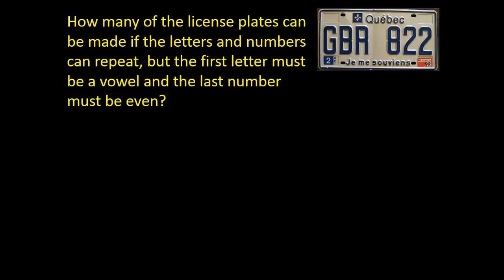How many of the license plates can be made if the letters and the numbers can repeat, but the first letter must be a vowel and the last number must be even? So the first letter has to be a vowel. There are 5 vowels, A, E, I, O, and U. Any of those could be in the first position. The second position has to be a letter, and they can repeat, so we can choose any of the 26 letters for the second position. Third position could be any of the 26 letters.